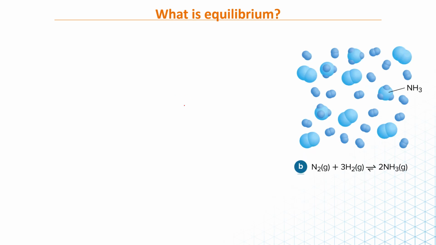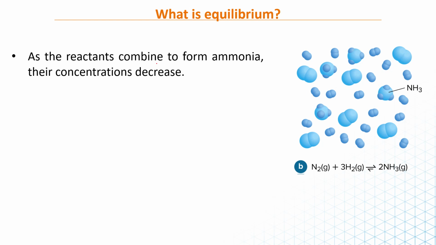Okay? Then, as the reactants combine to form ammonia, their concentrations decrease. لأنه قاعد أستخدم أنا ال N2 وال H2 عشان أكون الأمونيا، فالأمونيا بدأت تتكون the NH3. Okay?